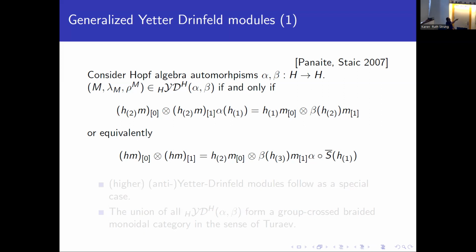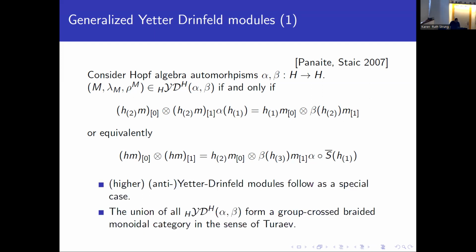So in this sense, the generalized Yetter-Drinfeld module modifies the notion of the usual Yetter-Drinfeld module, and also the anti-Yetter-Drinfeld module, and even the higher degree anti-Yetter-Drinfeld module. Maybe I will come back to this later, but basically Panaite and Staic also proved that the category of generalized anti-Yetter-Drinfeld modules forms a group cross-braided monoidal category in the sense of Turaev, or some people will call it a Turaev T-category. But I will come back to this later if I have some time.